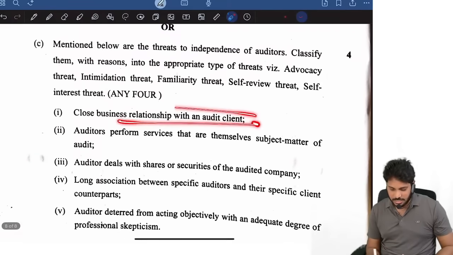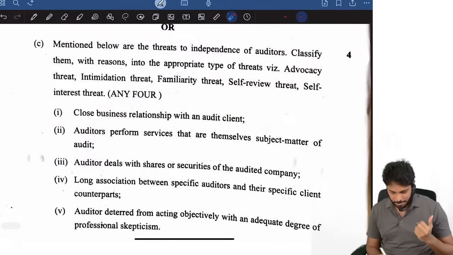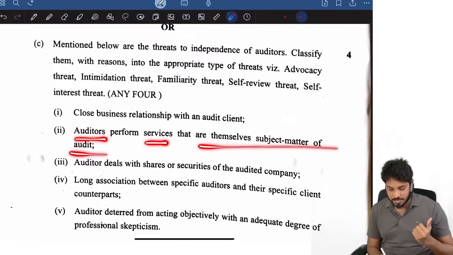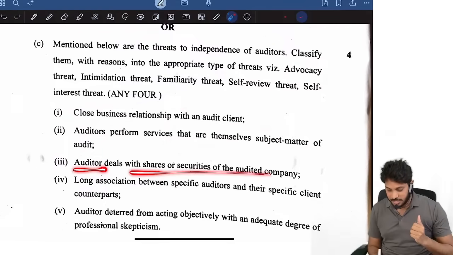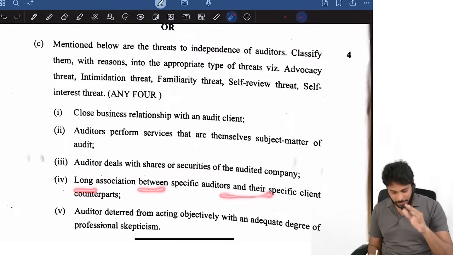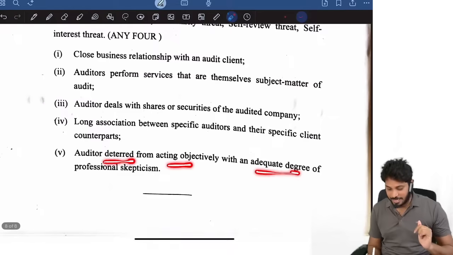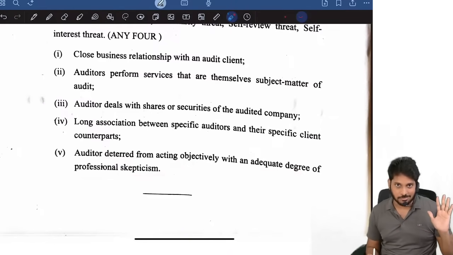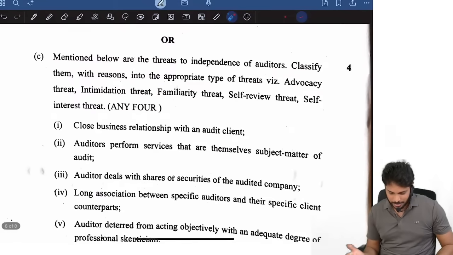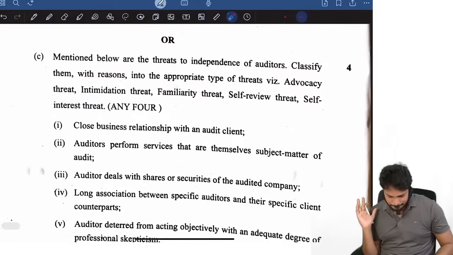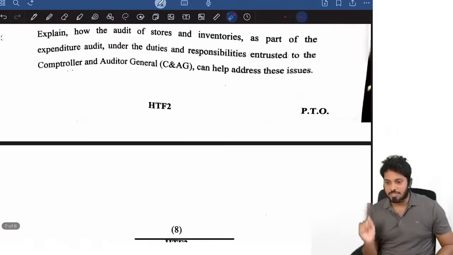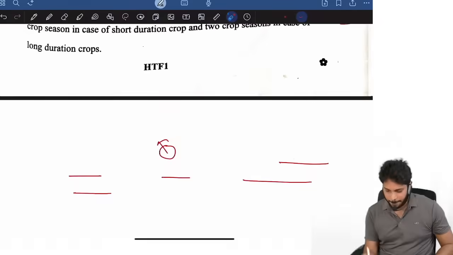Close business relationship with the client, self-interest threat. Auditor performs services that are themselves subject to review, self-review threat. Auditor deals with shares and securities, advocacy threat. Long association, familiarity threat. Auditor deterred from acting objectively, intimidation threat. I think all clear. That's it, descriptive is very simple.